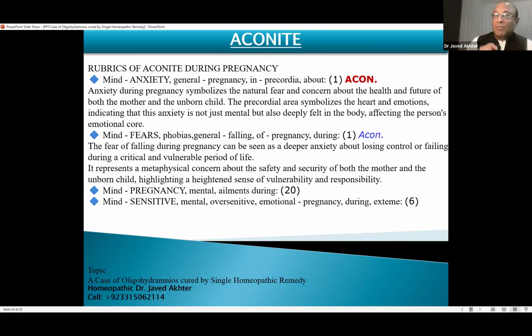Basically, precordia, here we use it symbolically. Especially in mind rubrics, we can use these words symbolically or metaphysically. We can say her emotions indicate anxiety that is not just mental but also deeply felt in the body, affecting the person's emotional core. So this is specific during pregnancy.